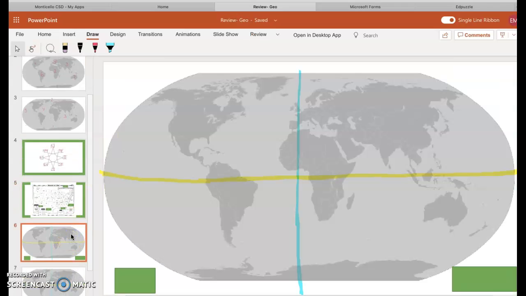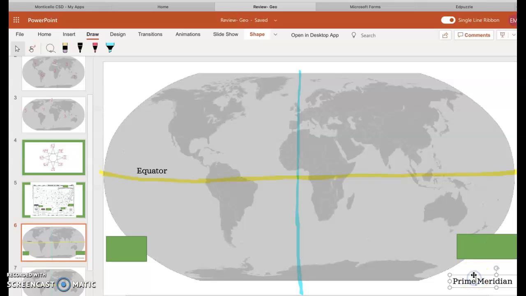Okay, next slide. So we have our globe and we have 2 lines drawn, yellow and blue. So what line, the imaginary line, is the yellow? What is that line called? Good, that's our equator. What is the blue imaginary line called? Good, that's our prime meridian.